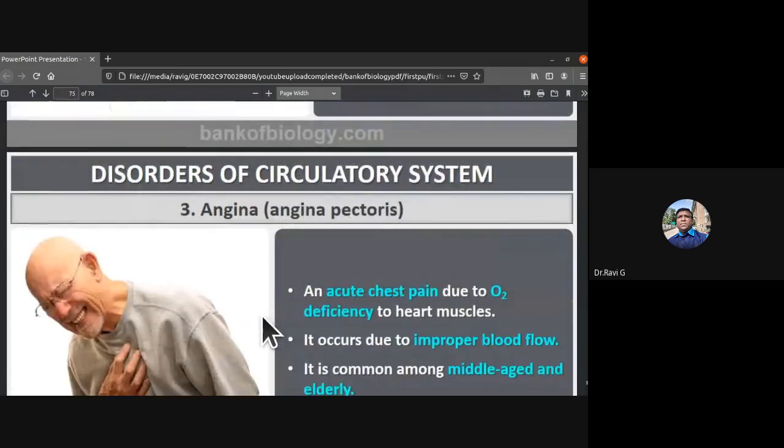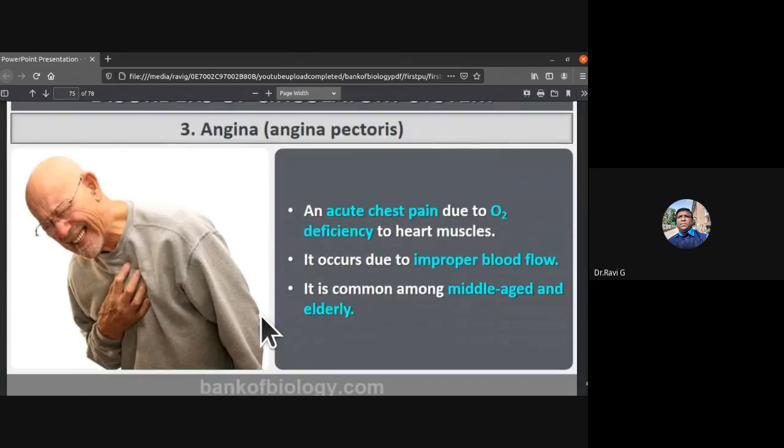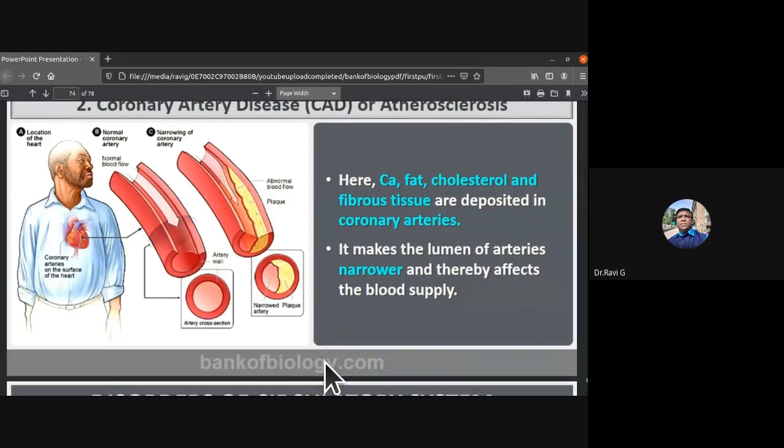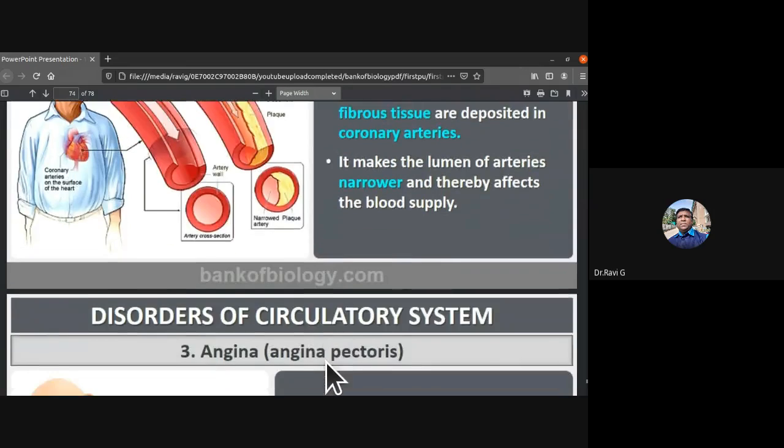And acute chest pain due to that. This is what we call coronary artery disease, or atherosclerosis, wherein calcium, cholesterol, fat, and fibrous tissue are deposited in the coronary arteries. It makes the lumen of the arteries narrower and thereby affects the blood supply. So this we call coronary artery disease, CAD, or atherosclerosis.